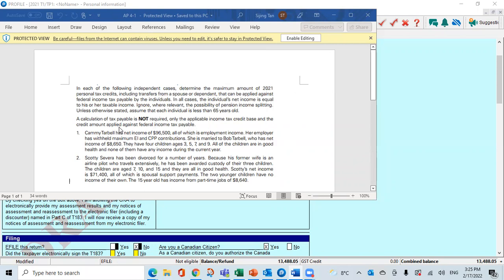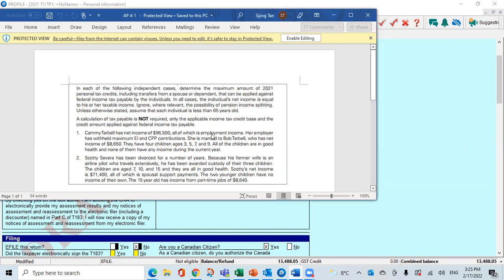We see the first question. They want you to calculate the income tax credit base and the credit amount applied against federal income tax payable. So we have learned from chapter 4, there's the federal income tax credit, which includes employment credit and CPP credit, EI credit, spouse or dependent credit, and then your personal base amount, right?